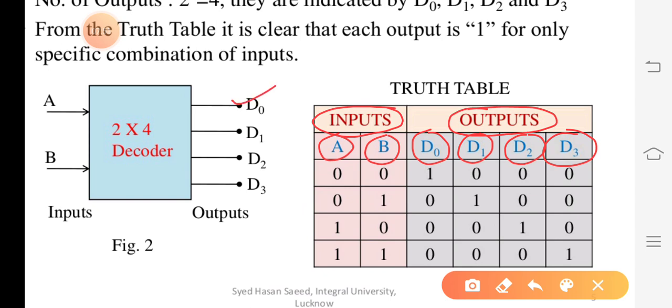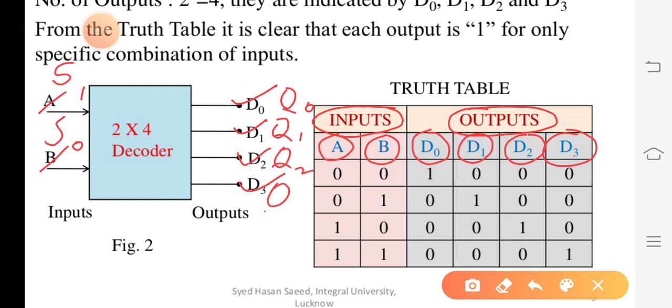Done. Here you can use any other variable names also, it totally depends on you. Like in your book it is given in the form of S1 and S0, and for the output combination they have taken Q0, Q1, Q2 and Q3. This is what they have used in your book, but here we are using A, B and D0, D1, D2 and D3. Now for two inputs, that means A and B, we can generate a total of 4 combinations.